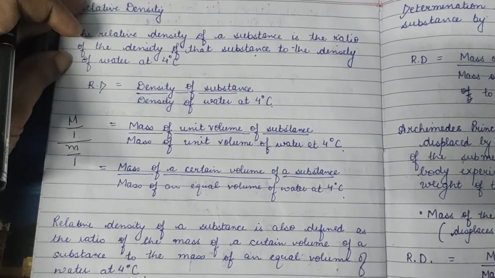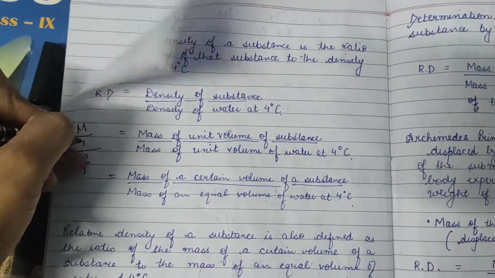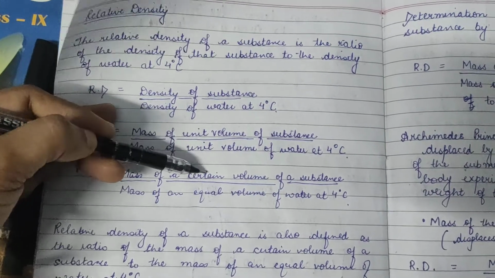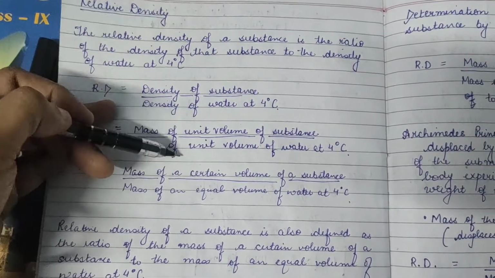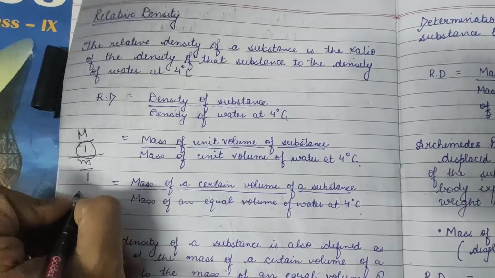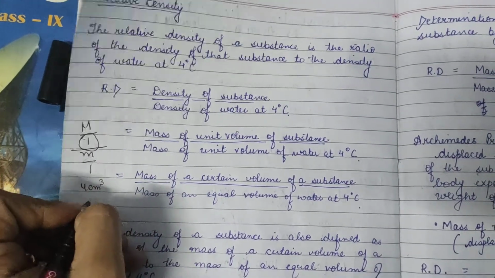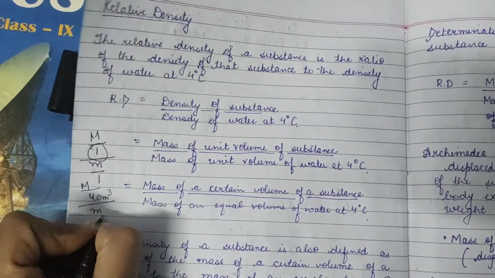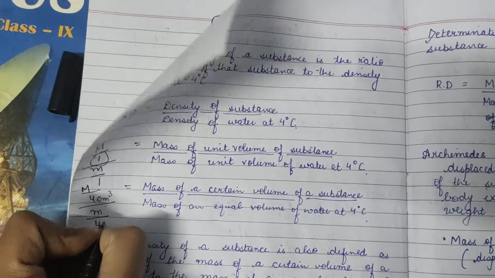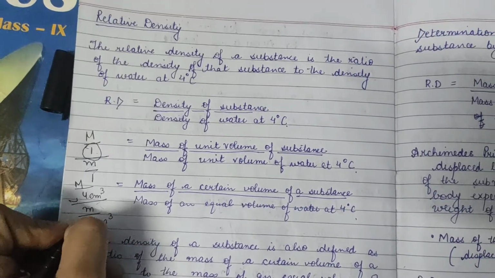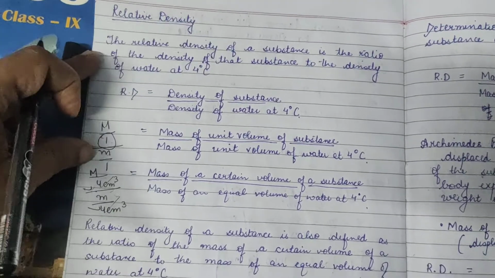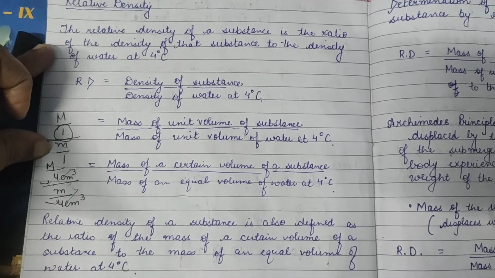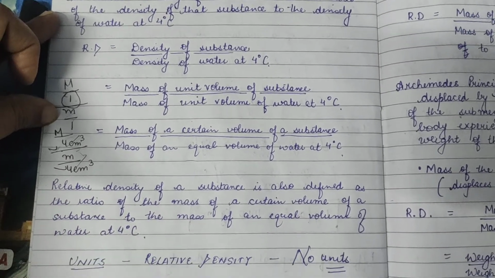The next is the same thing. Now in place of a unit volume, they have mentioned the term certain volume. Certain volume means both the substances should have equal volume. If a substance has a volume of 4 centimeter cube, and the mass we don't know, and then again the mass of water is there, and again the volume is 4 centimeter cube. Both the volumes are the same, they will cancel. So we have a formula as the mass of a certain volume of a substance upon the mass of an equal volume of water.